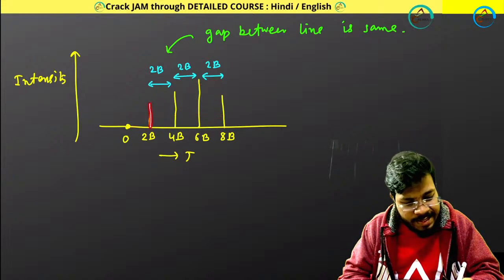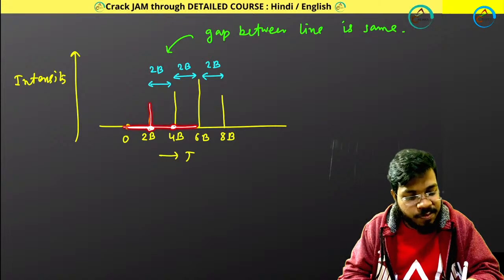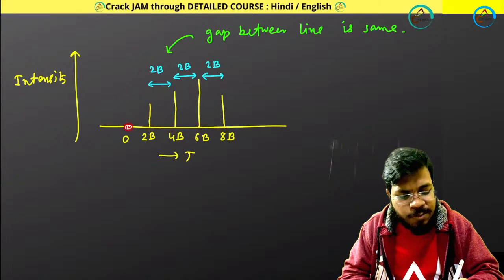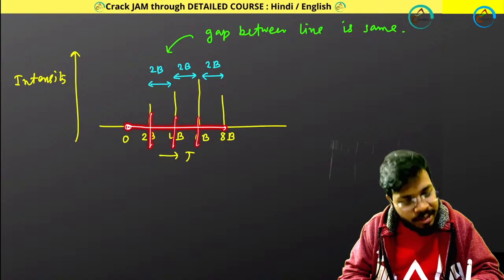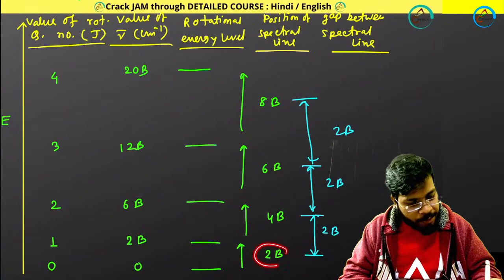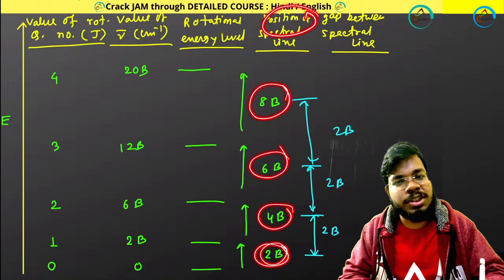So this line is at the 2B energy level, the 2B position. Then it is 4B, 6B, 8B, with respect to this point 0. I am talking about positions. So the 2B position, 4B, 6B, 8B positions. And these are what?